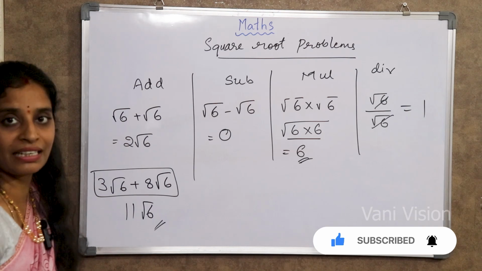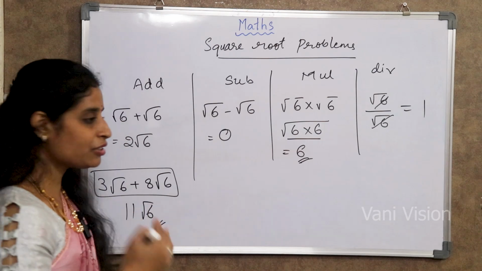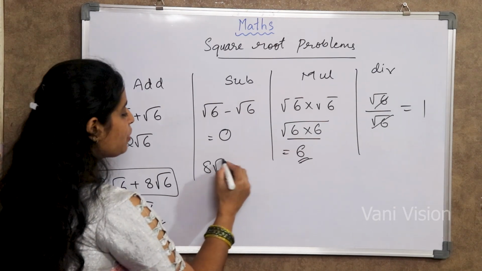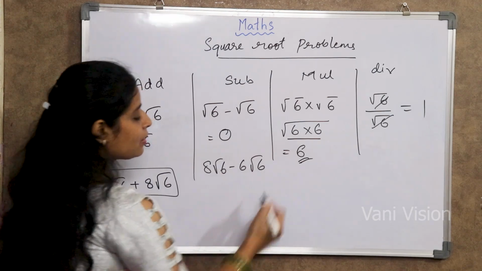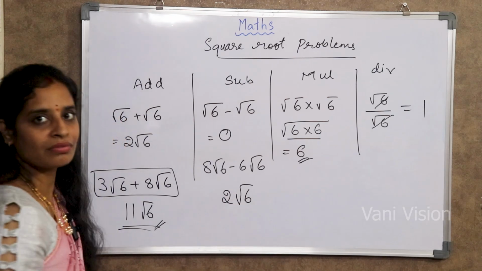By seeing the number, we wonder how to do it. Quite difficult it may be, right? They will be giving you the options in the competitive examinations, right? When you see these options, this will be your answer. See, suppose they have given you 8 root 6 minus 6 root 6. How will you do it? Root 6 will be common here. 8 minus 6? 2. Clear?